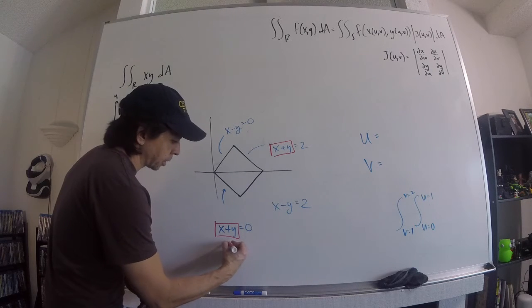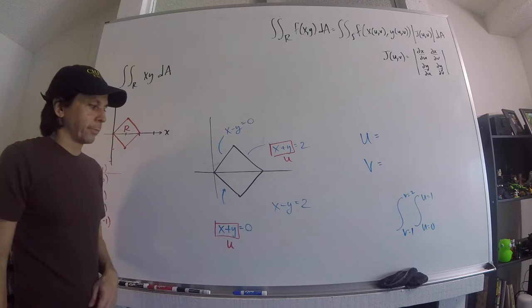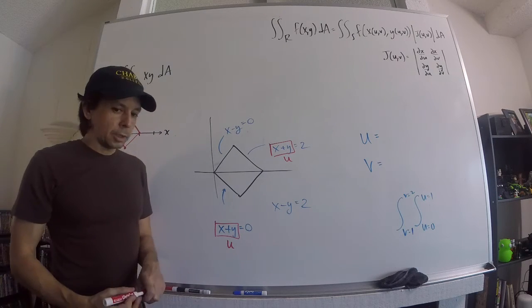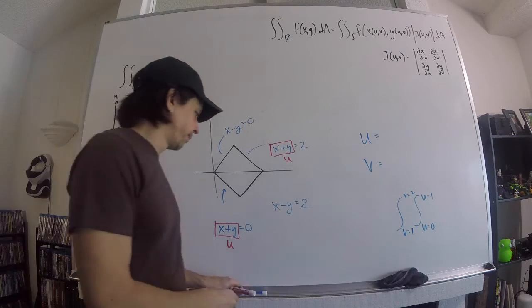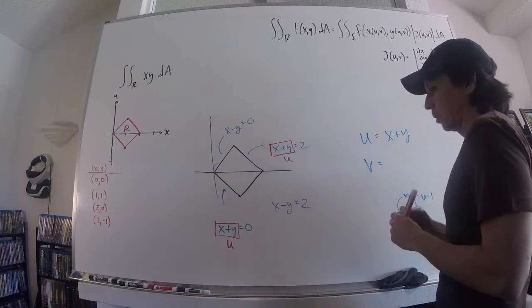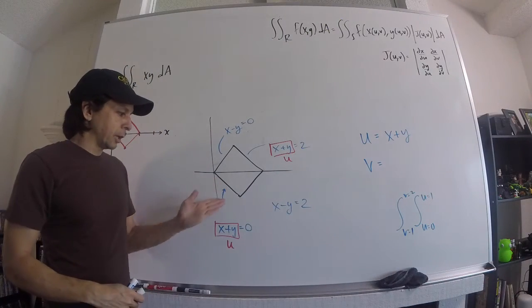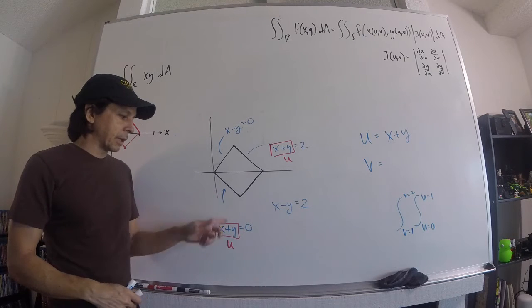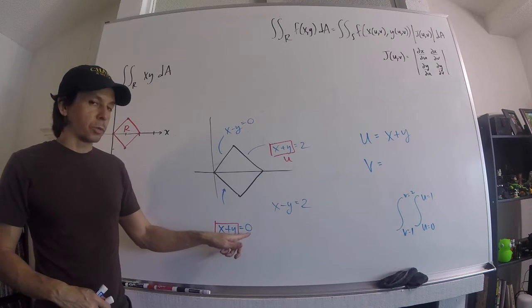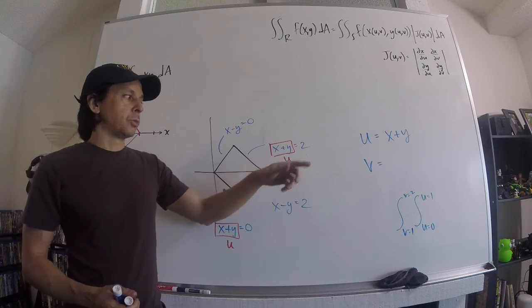I'm not going to do the same thing the way the book does it. I'm going to let u be equal to x plus y, which means that this edge, y equal to negative x, will transform to just a line u equal to 0 in my uv plane. That will transform to u equal to 2 in the uv plane.